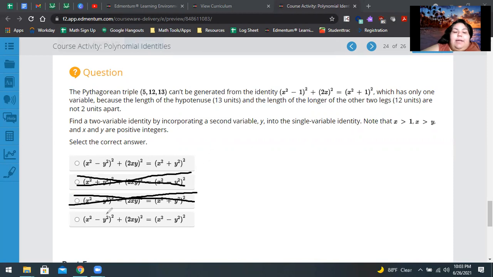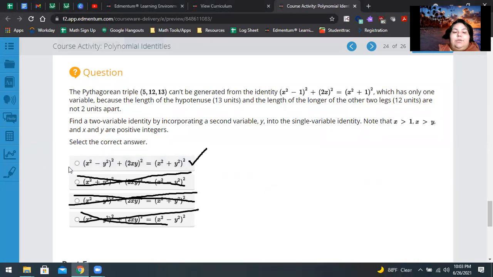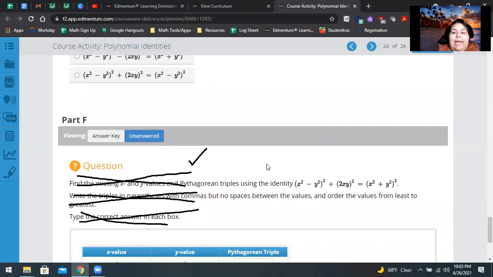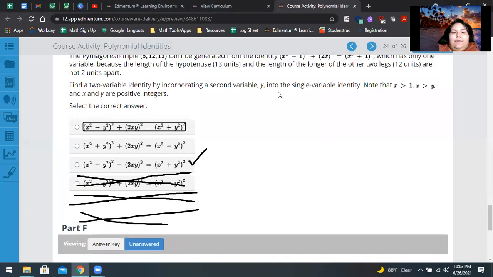X squared minus y squared, so that looks good. 2xy, equals, should be x squared plus whatever number there is. X squared plus, this one checks out. This one's x squared minus, this does not work. So again, process of elimination, you're trying to match the best one there. And also you can get your confirmation from part F because they restate the equation that we selected from up above.